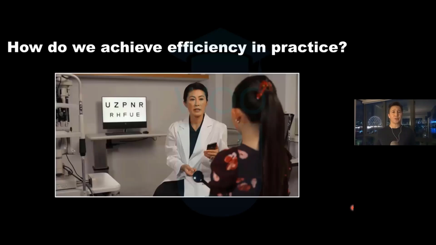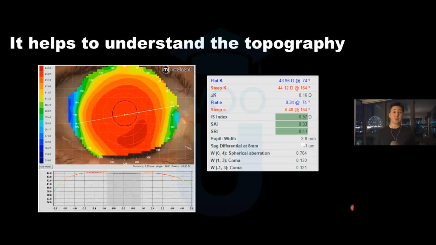Another question is, how do we achieve real efficiency in practice? Because of course, if our first lens isn't correct and we have to refit, then that's a lot of extra chair time and visits. So how can we optimize this whole process of using both the topography and Wave together to be ultra efficient, accurate, and successful with the systems?